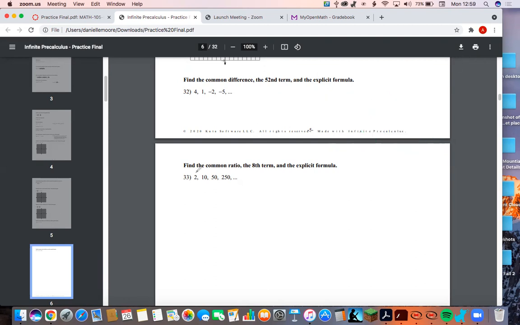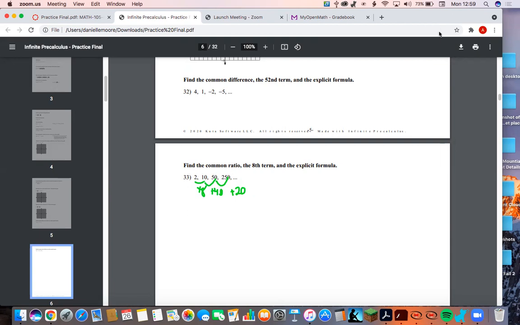Clear them. Okay. Now find the common ratio of the eighth term in the explicit formula. This is a geometric sequence. What you notice about this one is if I do a plus or a minus thing, it doesn't give us consistent results. From 2 to 10 is plus 8, but then from 10 to 50 is plus 40. From 50 to 250 is plus 200. This isn't any better than the first sequence.